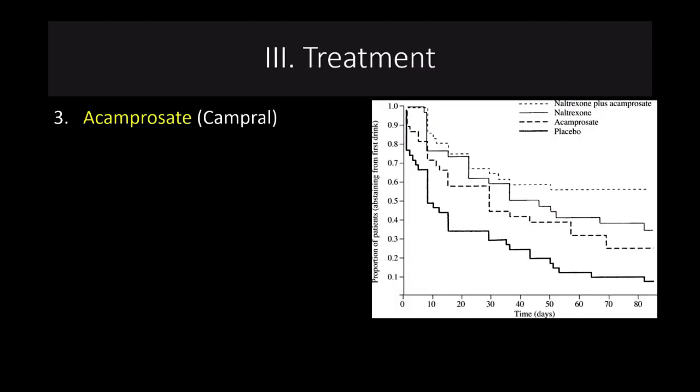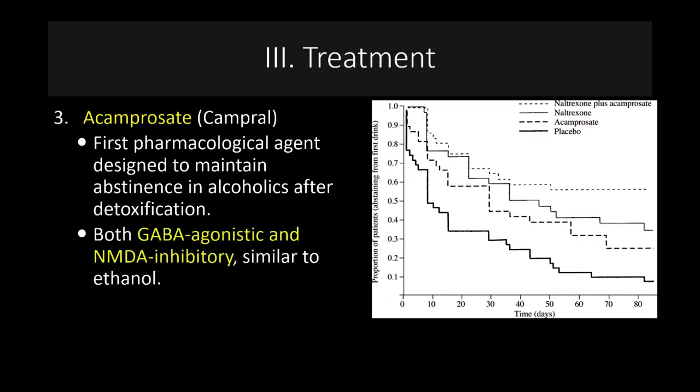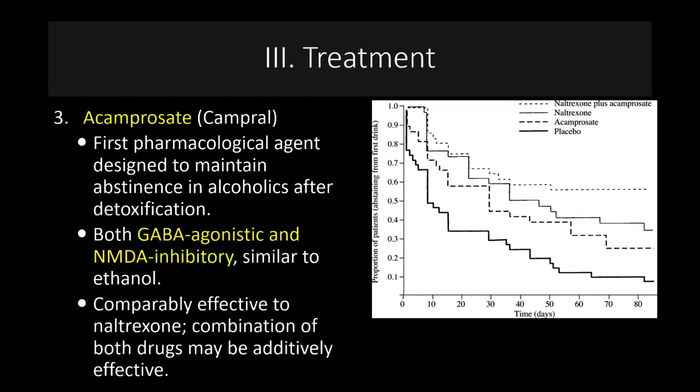Acamprosate, or Campral, is designed to maintain abstinence in alcoholics after detox. It's both a GABA agonist and NMDA inhibitor, so it's similar to alcohol. It's comparably effective to naltrexone. The combination of both drugs may be additively effective. So if you look here on the right, we get the best response in terms of proportion of patients abstaining from relapse with naltrexone plus acamprosate. Certainly far better with one of those drugs than placebo, but the combination of them seems to have the best long-term effects after about 40 days.